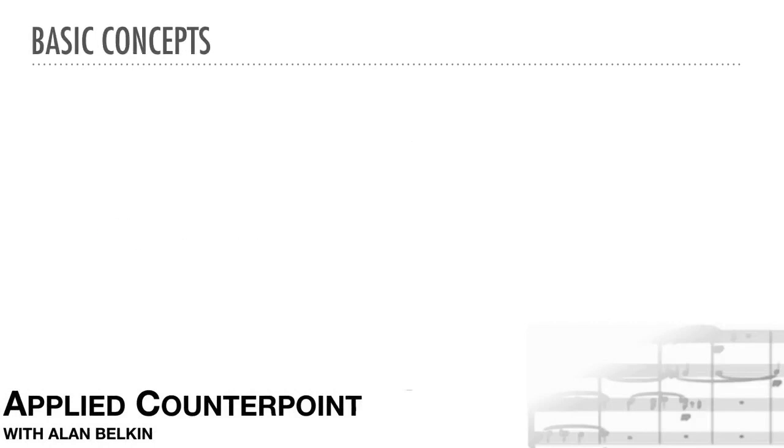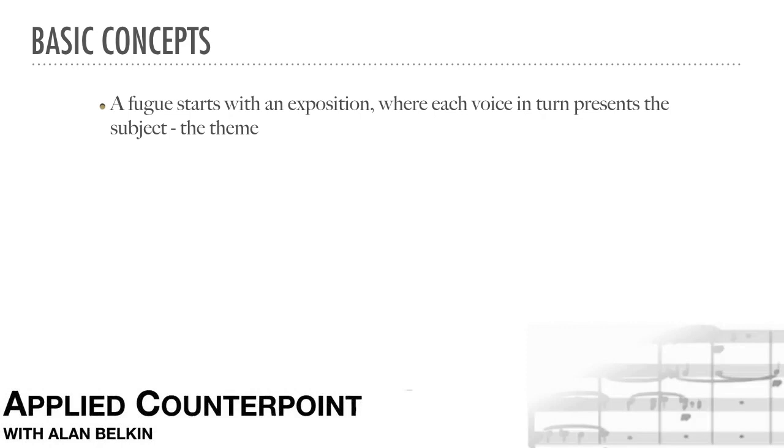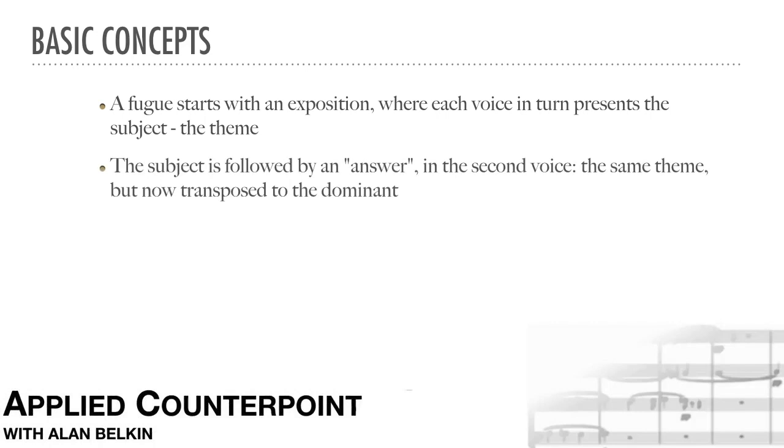Now let's look at the basic concepts in fugue. The coming lessons will discuss how to do these things in detail. A fugue starts with an exposition, where each voice in turn presents the subject, the theme. The subject is followed by an answer, in the second voice, which is just the theme, now transposed to the dominant. The exposition is an excellent way for the listener to become familiar with the musical material that will be developed later. The exposition also results in a natural crescendo of intensity, since the number of voices gradually increases.